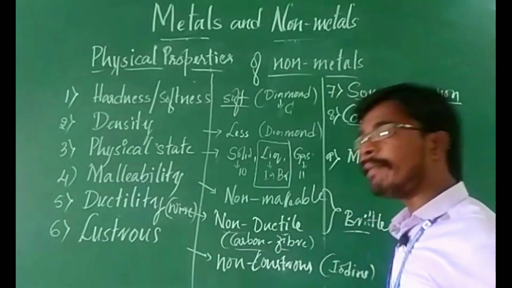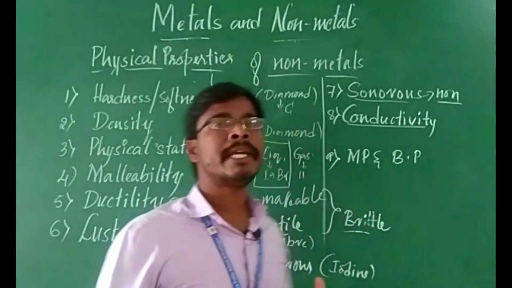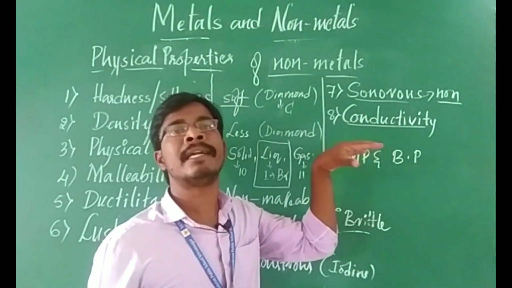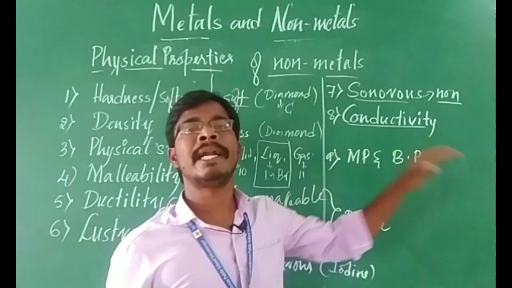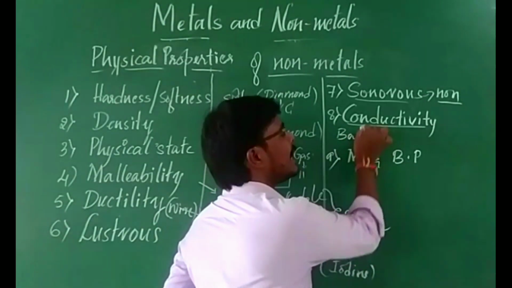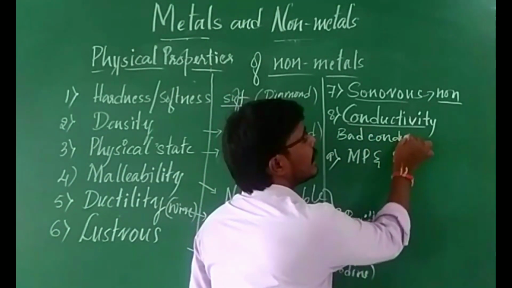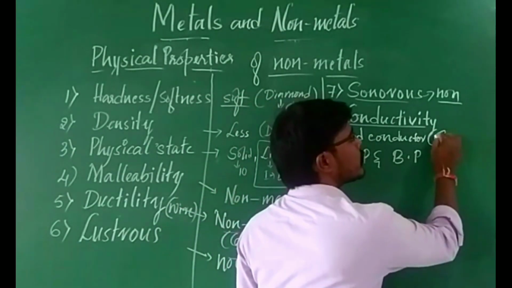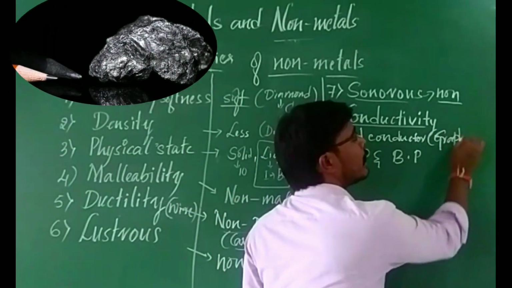And the next property is conductivity. Conductivity is nothing but the flow of heat or current from one end to the other end. All the non-metals are bad conductors of heat and electricity. But we have an exceptional case, it is graphite.